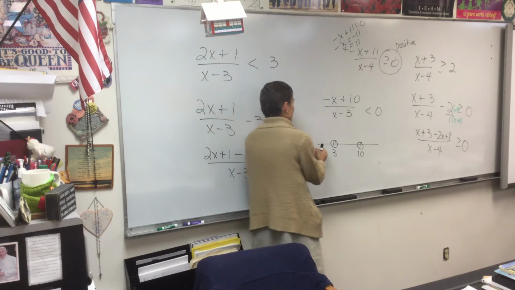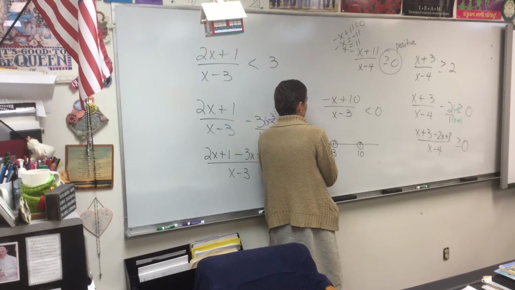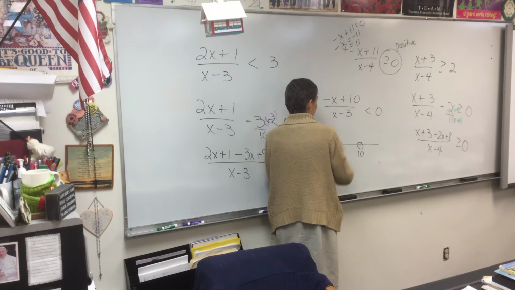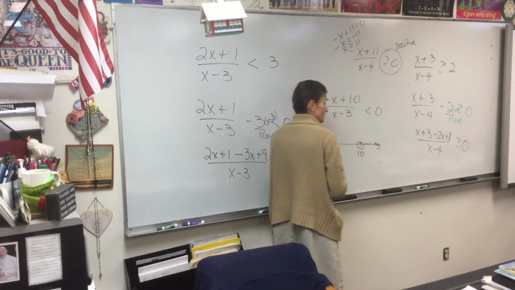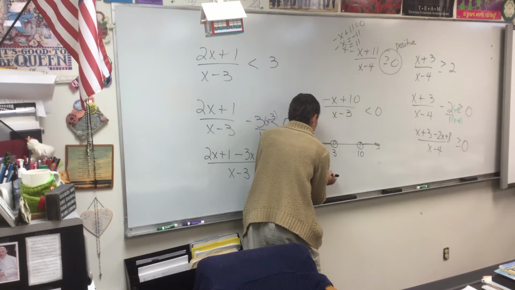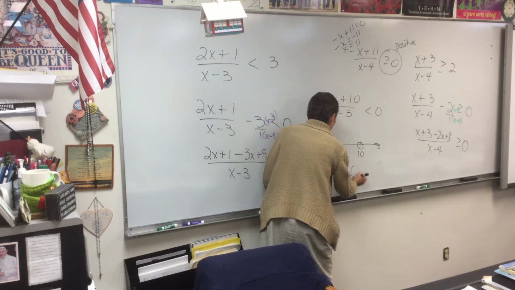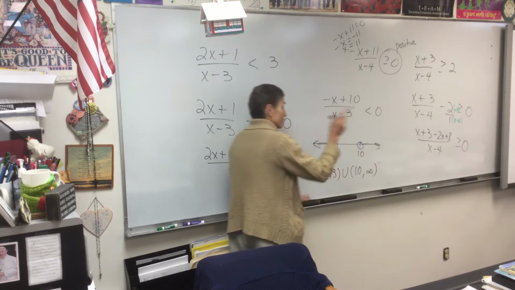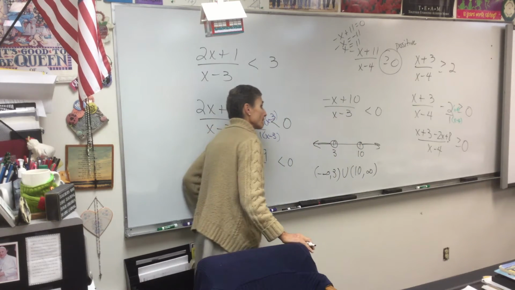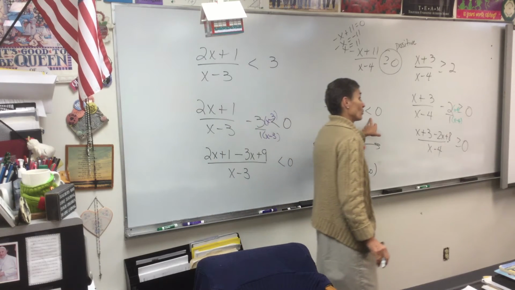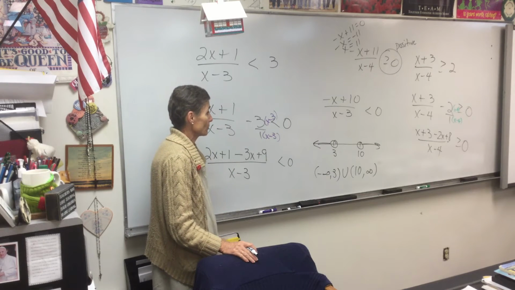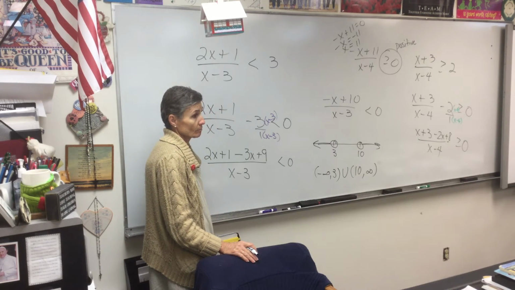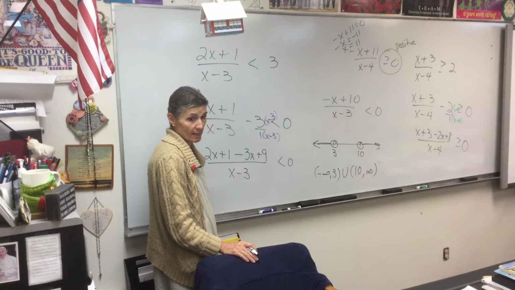So if I pick 0, it's out here again. What kind of a number do I get when I plug in 0? A negative, is that what I wanted? So this works, that won't, and this will. So my answer is negative infinity to 3, union 10 to infinity. Olivia? This is not an or equal to problem, so nothing will be colored in, since it's not an equal to. Okay, we got that so far?